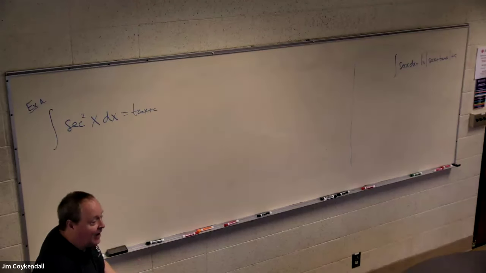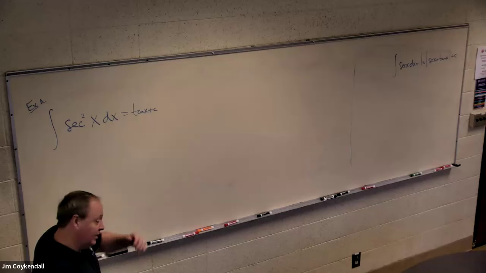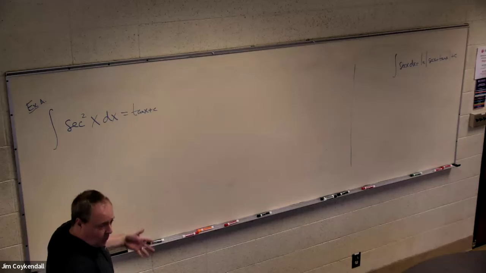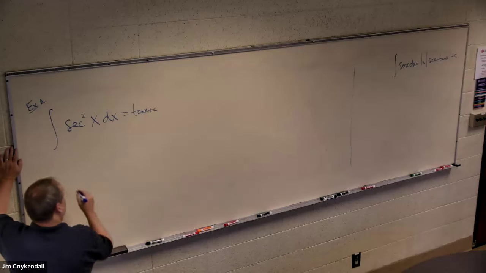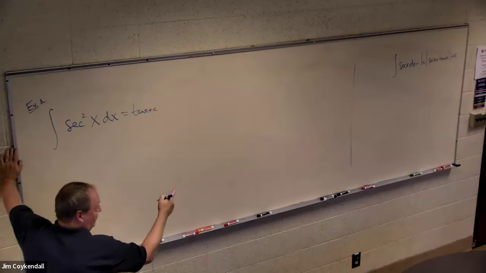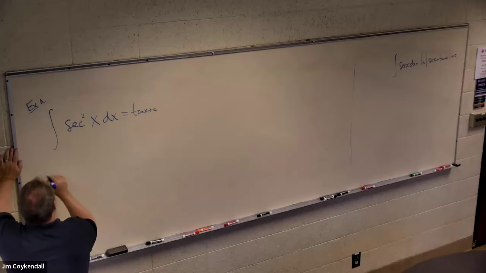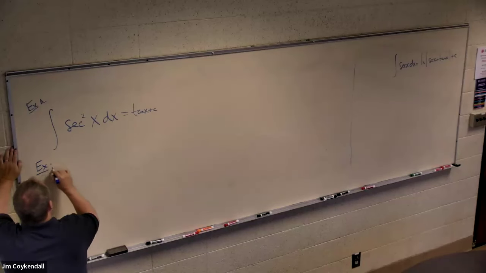Actually, it turns out that even powers of secant are easy to integrate. Right? Secant to the 4, secant to the 6, they're all easy to integrate. The odd powers, they're tricky. Secant to the first power, super tricky. How about secant to the third power?